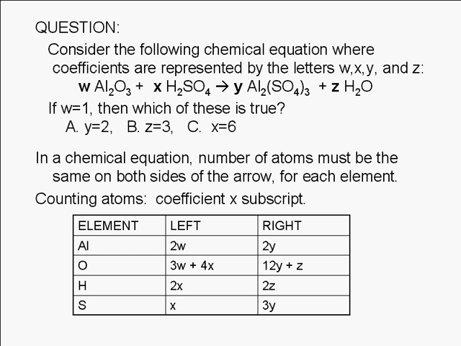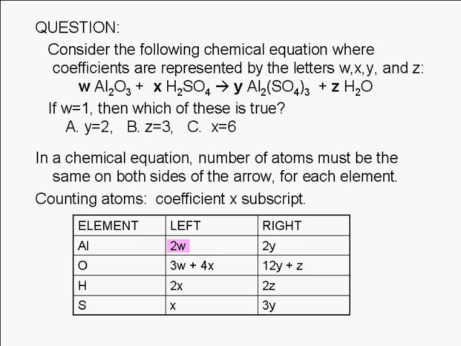We find aluminum in aluminum oxide on the left. The coefficient of aluminum oxide is W, and the subscript of aluminum in aluminum oxide is 2. Therefore, the number of aluminum atoms on the left is equal to W times 2, or 2W.